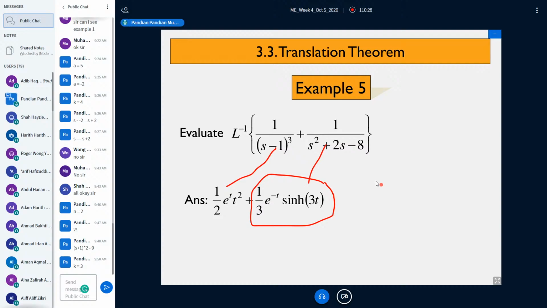Any question, class? Refer to sinh kt. So your a here was s plus 1, s minus minus 1, so a is minus 1, and your k is 3. Any question, class? Muhammad Amir? Wang Chen? This is the last slide, class, Example 5. After that, no more. Yes, Wang Chen.